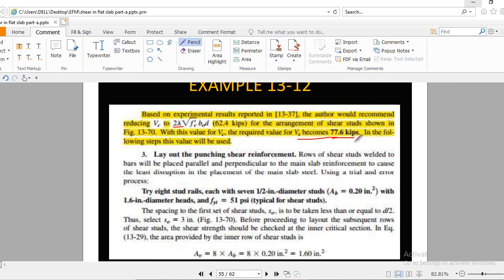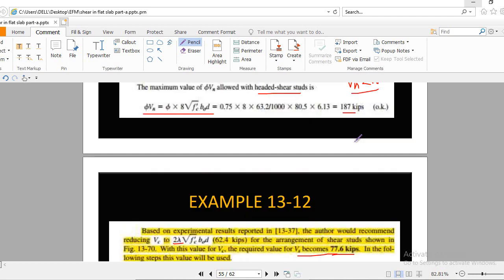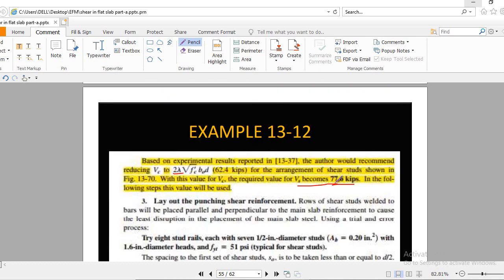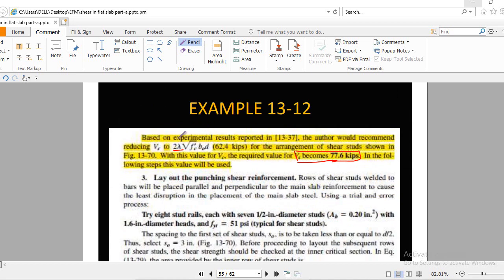Our Vs, which is already calculated, is 46.4 kips, but it is on the basis of 93. If we divide this by 2, then we will get Vs is 77.6. Now you see Vs is increased, because we decreased by 50% the shear capacity of the concrete.